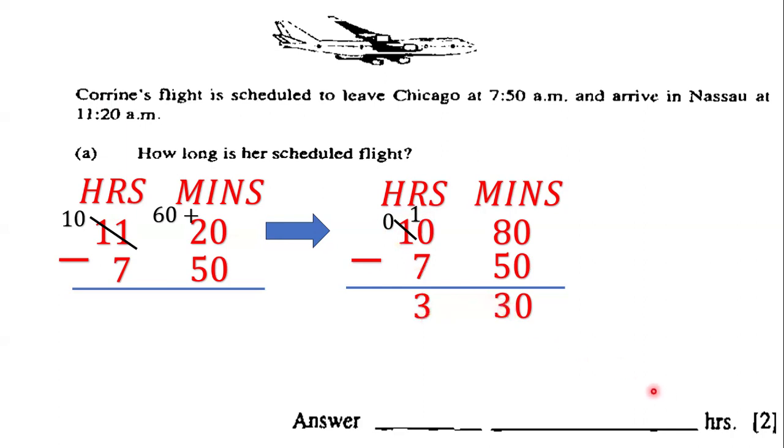But the question wants our answer to be expressed in terms of hours, and 3 hours and 30 minutes is actually 3.5 hours. And that makes sense because 30 minutes is half an hour, and half an hour is just 0.5 of an hour. If you take 3 hours and add 0.5, you get 3.5 hours. And that's why we have 3.5 hours here.